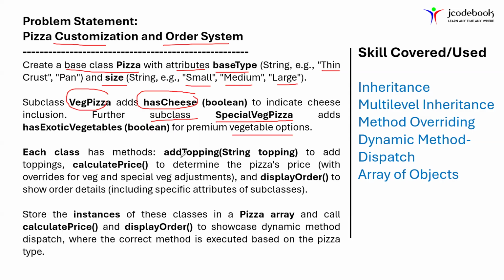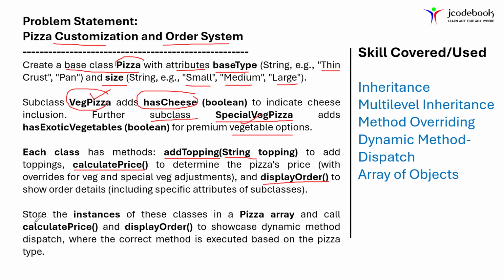Now each class has a method, addTopping, meaning in each type of pizza you can add different types of toppings. And you will have a method, calculatePrice, that will determine the price of a pizza according to the order, meaning you are ordering a simple plain pizza, or a veg pizza, or a special veg pizza. Accordingly, the price will be calculated, and you will add a method, displayOrder, that will show the details of an order, what specific attributes you have added and how it is calculating the price of it. So it will display the complete order.